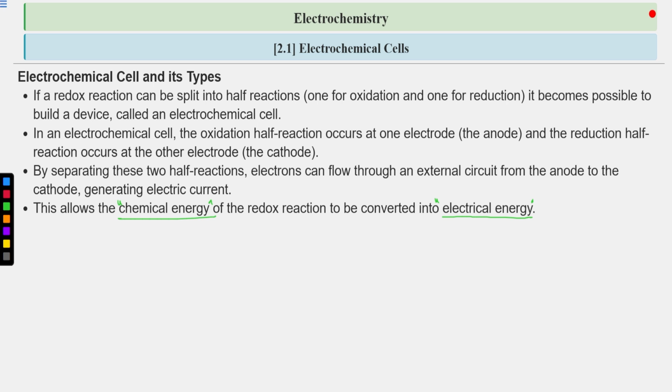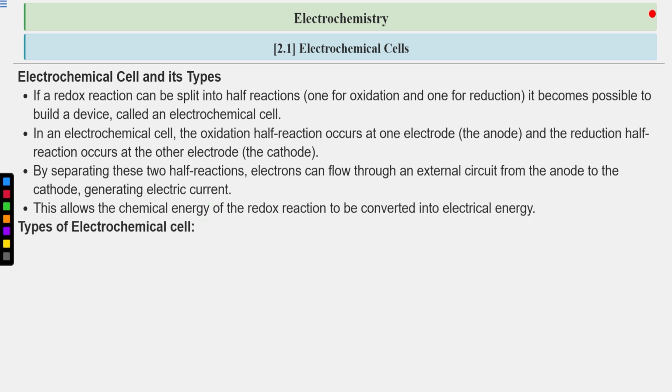Okay, so this allows the separation of the two half reactions from the redox reaction so that electrons can flow through the external circuit from anode to cathode. This allows the chemical energy of the redox reaction, which is happening inside our solvent, to be converted into electrical energy, which will be useful in many ways.